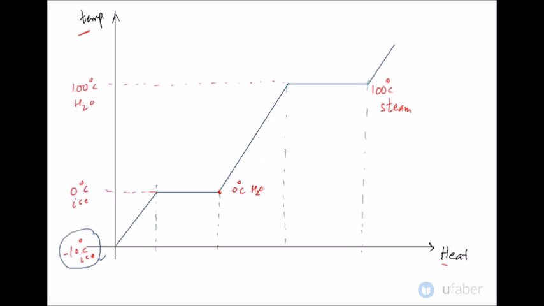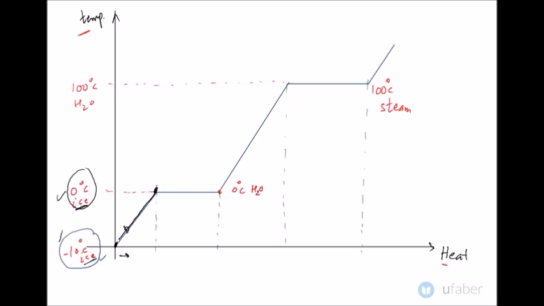Okay, so when you are at minus 10 degrees Celsius ice and you start giving heat, this is a continuous process, the temperature starts to rise. It keeps on increasing and it reaches 0 degrees Celsius ice. So still the phase is ice, the phase has not changed. What has changed? The temperature value. The temperature has increased from minus 10 degrees Celsius to 0 degrees Celsius.